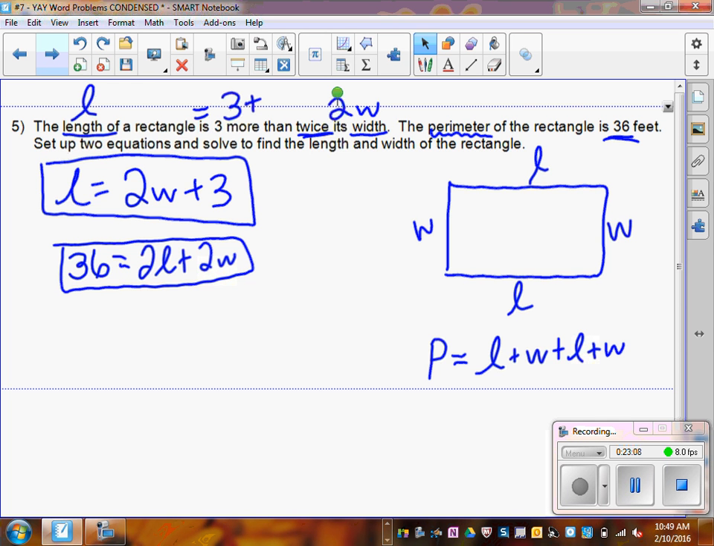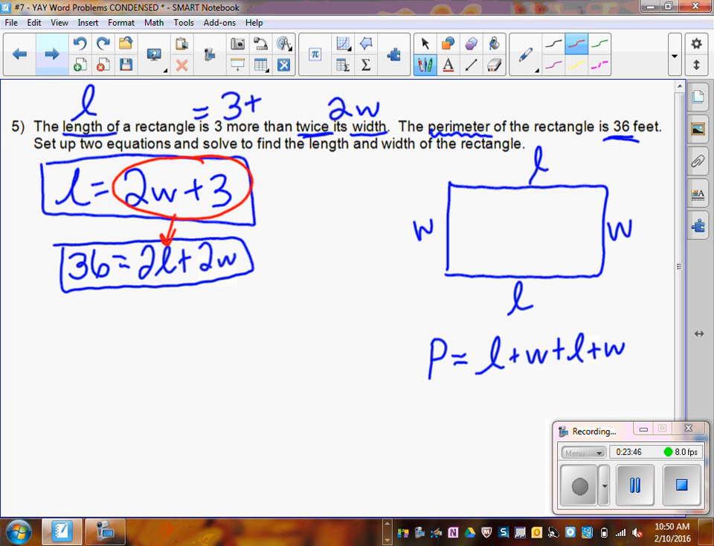In substitution, what's our first step? Let's say that I was doing this problem over here. If I were to do substitution here, what's my first step? What do I have to do? Right, I have to get a variable by itself. In my equations here, don't I already have a variable all alone? It's already solved for L. So they've already done some of the work for it. So I can just take my length equation and substitute it in for L.